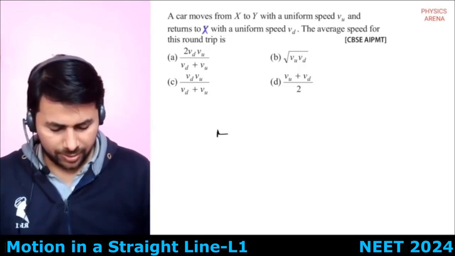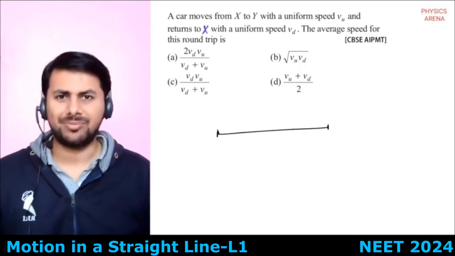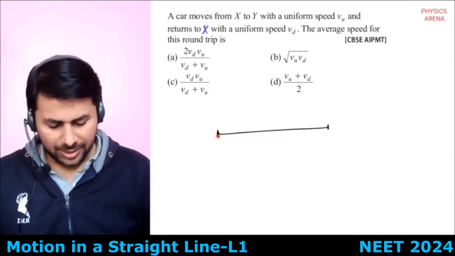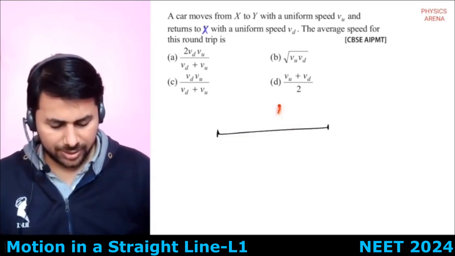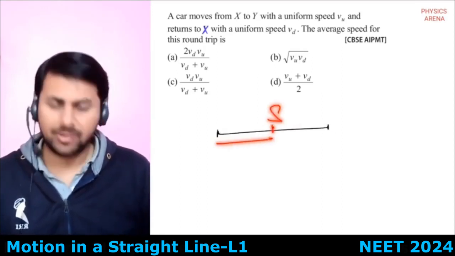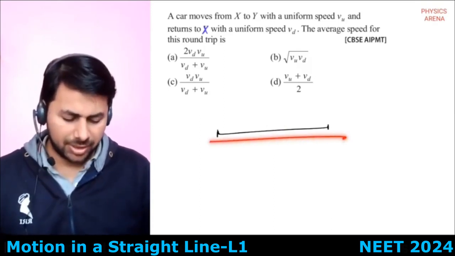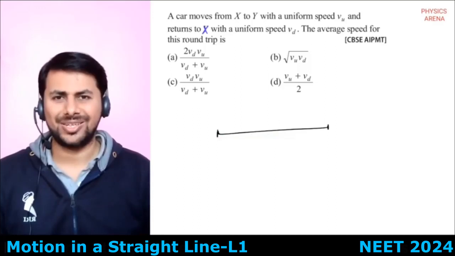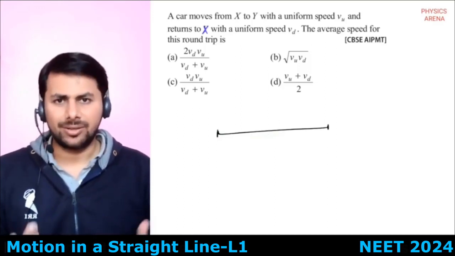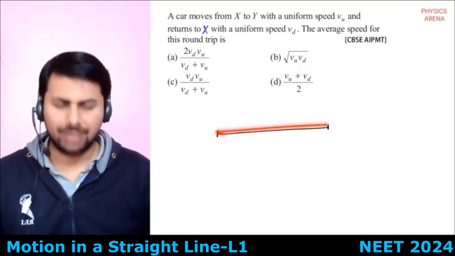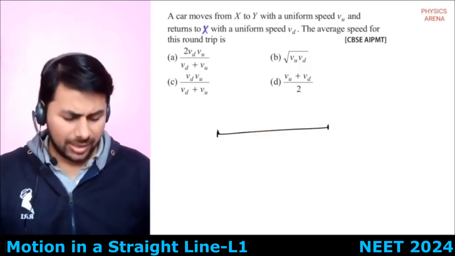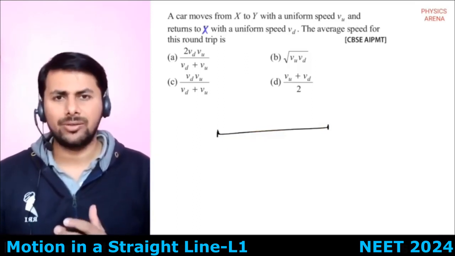See, maybe some student might say it's not like it covers distance s, goes first half with some speed and second half with some speed. It is going to some distance and it is returning back. Still this is applicable, because first half distance is covered with speed v1, next half distance is covered with speed v2.